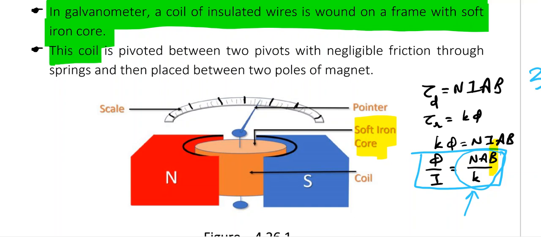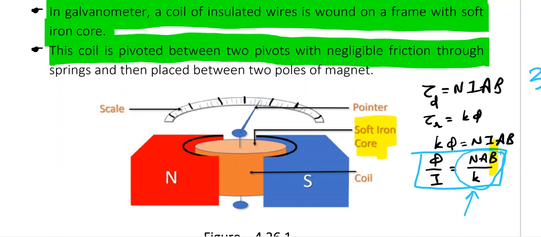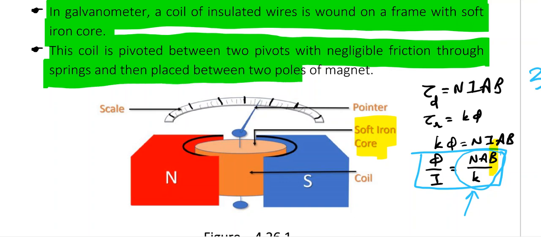This coil is pivoted between two pivots with negligible friction through springs and then placed between two magnetic poles. So these are the pivots, this one and here. And this thin wire kind of thing, it may be some wire or it may be spring. The purpose is to get this thing pointed back when current is stopped.